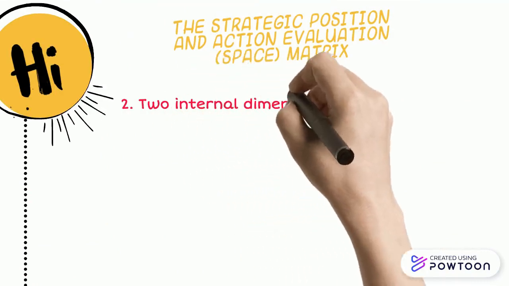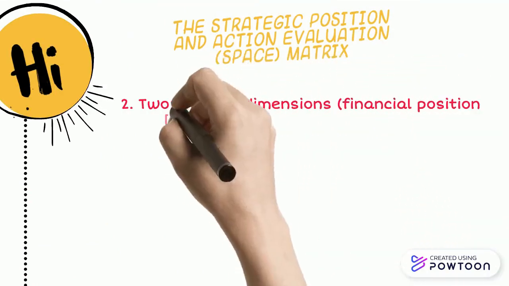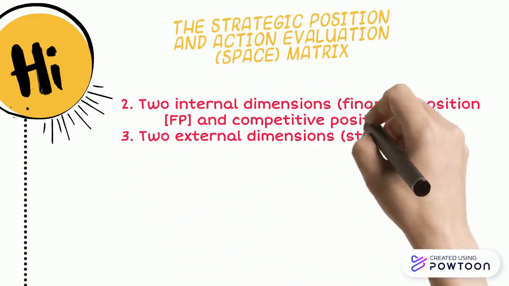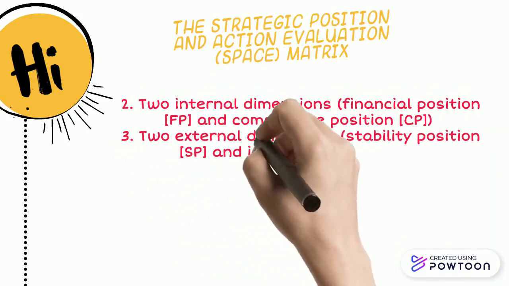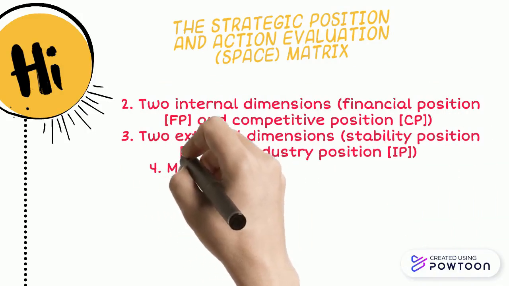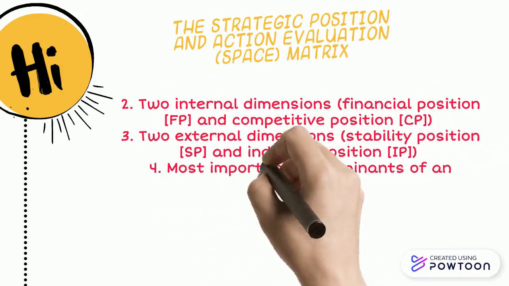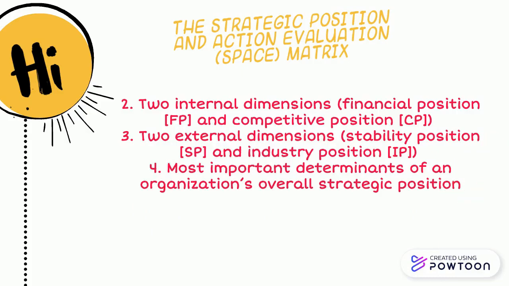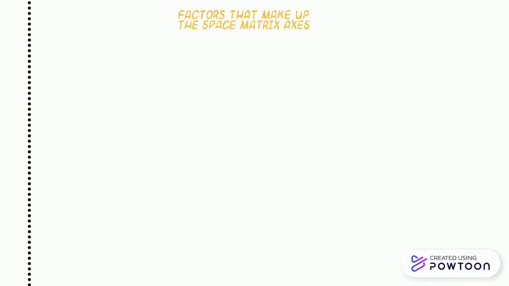Second, 2 internal dimensions: financial position (FP) and competitive position (CP). Third, 2 external dimensions: stability position (SP) and industry position (IP). And lastly, these are the 4 most important determinants of an organization's overall strategic position.